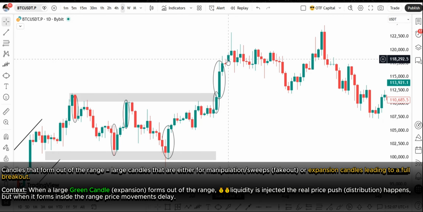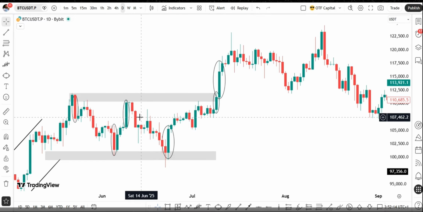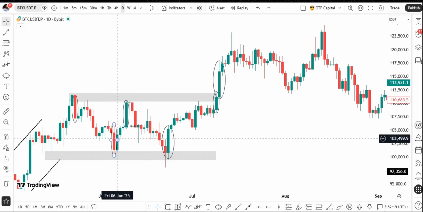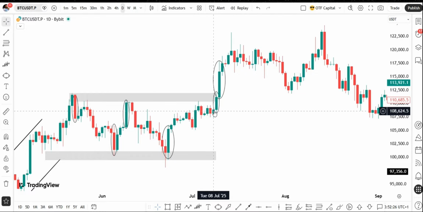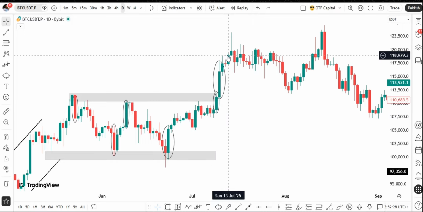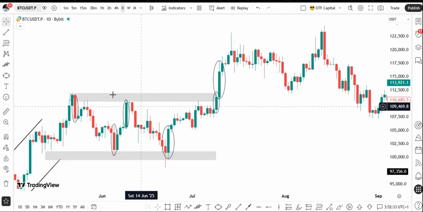Then context is very important here. The meaning a candle has out of the range and the meaning it has within the range are not the same. Context is very important. Do not have confidence in large candle bodies that are happening inside the range. The one you can have confidence in is the one happening out of the range. Note these two differences.